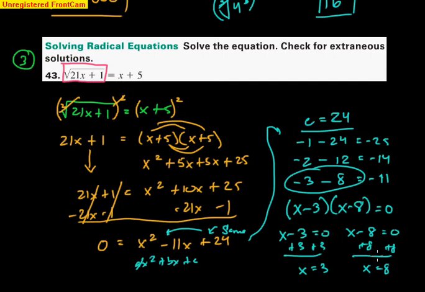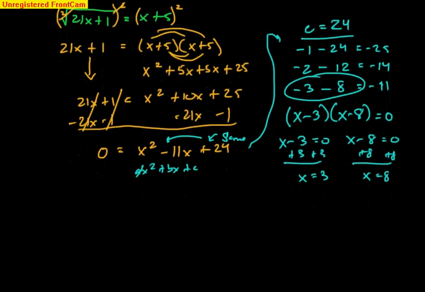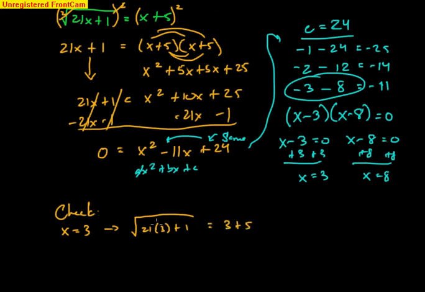But as it says in the directions, and as we'll say on the test, you must check for extraneous solutions. So we must check each of these solutions. So to check, let's start with x equals 3. That means we plug 3 in wherever we see an x. So that would be the square root of 21 times 3 plus 1 equals 3 plus 5. 21 times 3 is 63. 63 plus 1 is 64. That's the square root of 64. 3 plus 5 is 8. The square root of 64 is 8. That checks out. x equals 3 is a solution.